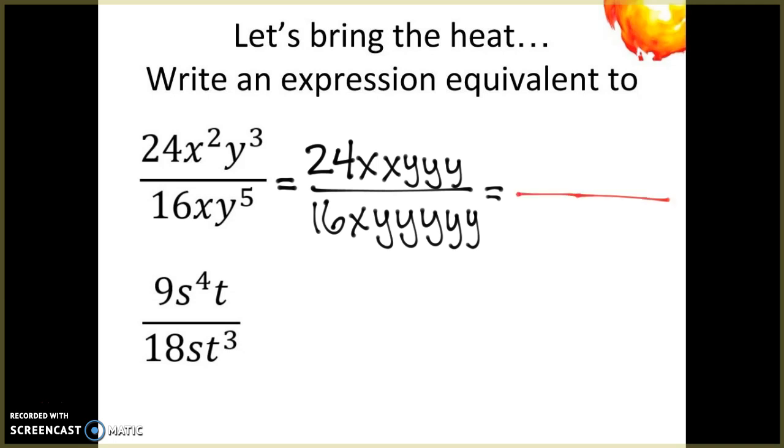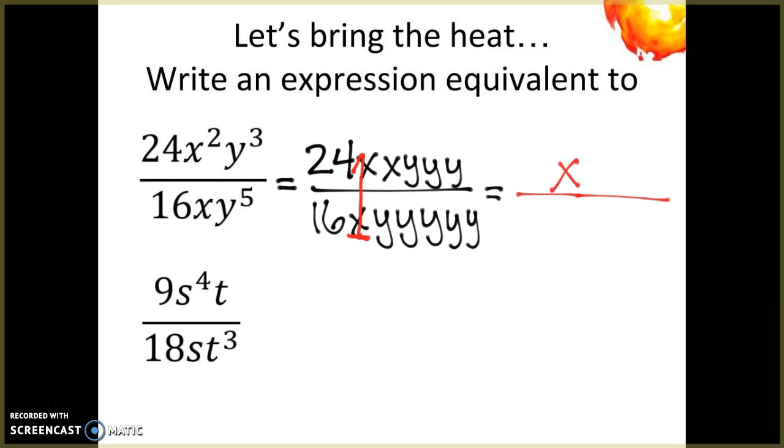And we notice that, hey, there are 2 x's in the numerator, but there's only 1 x in the denominator. That means I can only cancel out one of the x's in both the numerator and the denominator. So that leaves me 1 x up here. There's 1 x left over. And that 1 x is going to go here.